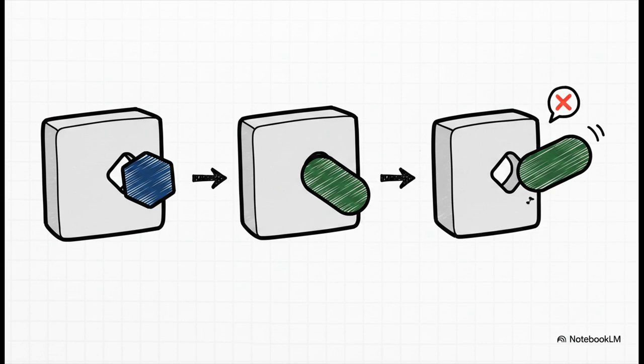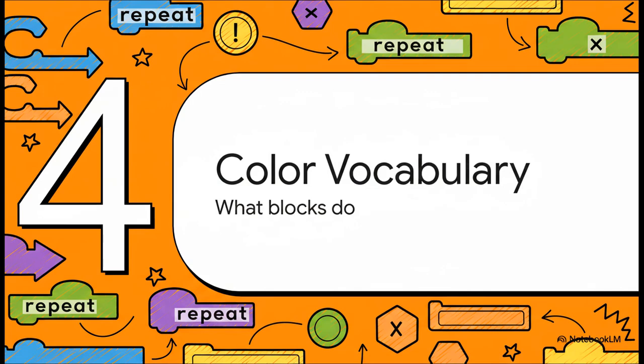It is absolutely foolproof. Okay, so we've got the grammar of the shapes down. Now we need the vocabulary. Because if the shapes dictate how blocks connect, the colors dictate what those blocks actually do. Section 4, the color-coded vocabulary. Let's see what these blocks actually do.